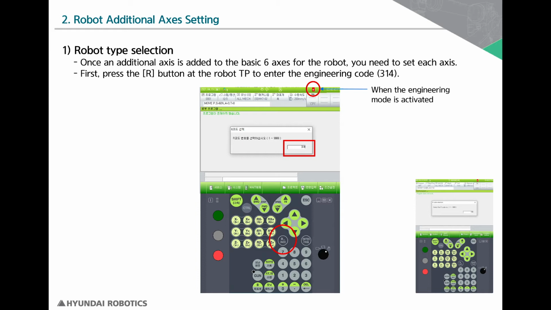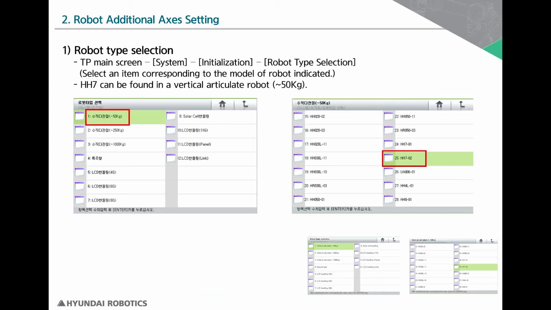Once you enter engineering mode, you will see the alphabet E displayed in red on the top right of the TP. The setting is applicable to reset of robot mechanics. So, if the additional axes are already set, then make sure not to change the settings. On the TP main screen, press the System button to launch the Initialization menu. Press the Initialization menu and move to the Robot Type Selection menu. Select the current robot weight and select the correct model.